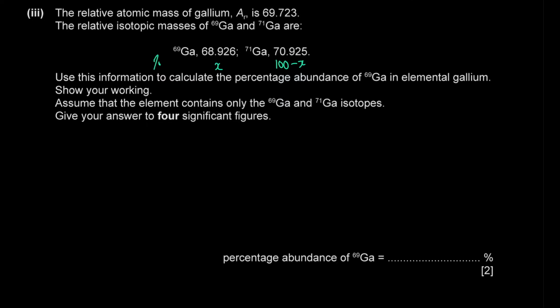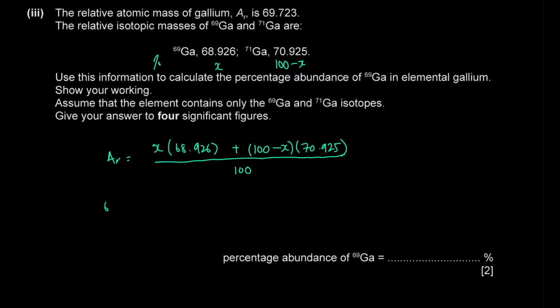So we can say that the total mass of those 100 atoms would be X times 68.926 plus 100 minus X times 70.925. Then the average mass would be this total mass divided by 100. So that's the relative atomic mass, which is given to us as 69.723.